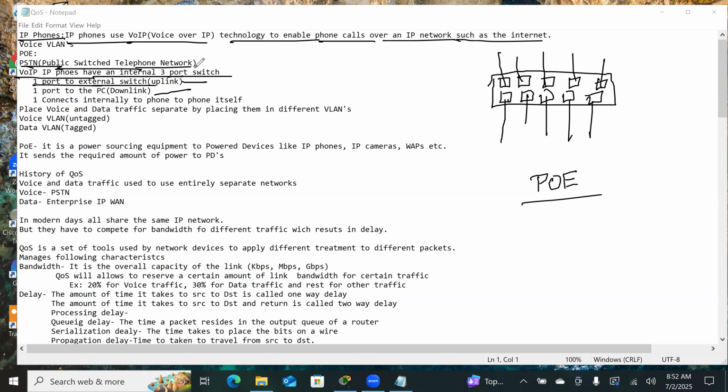Can you see 3 ports here? 1, 2, 3. Okay, one is what? You can see here, which is connected to the switch, the middle one. Okay, and the third one is what? It will be connected to the PC.